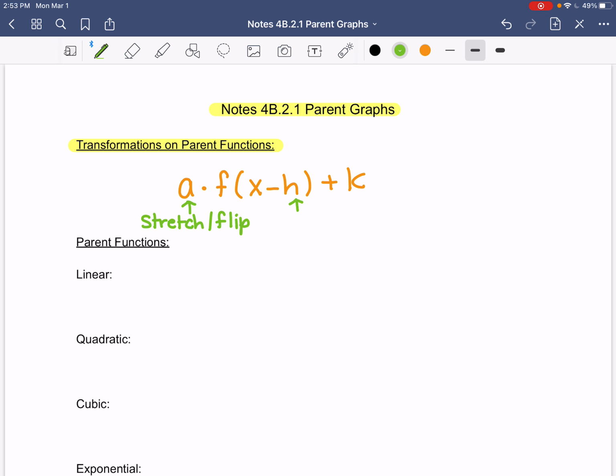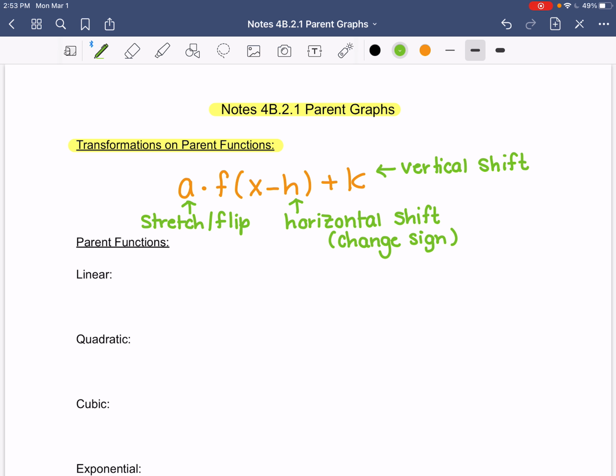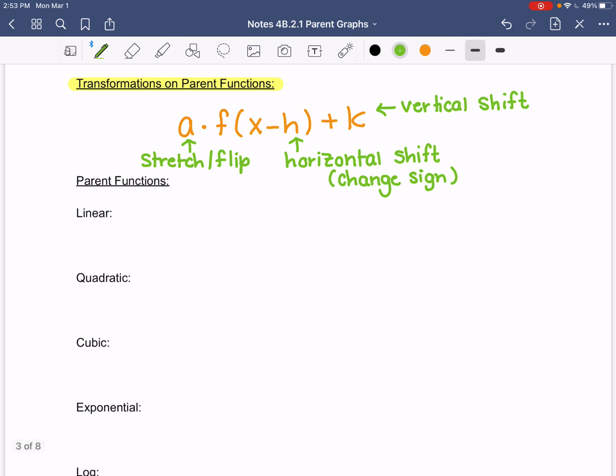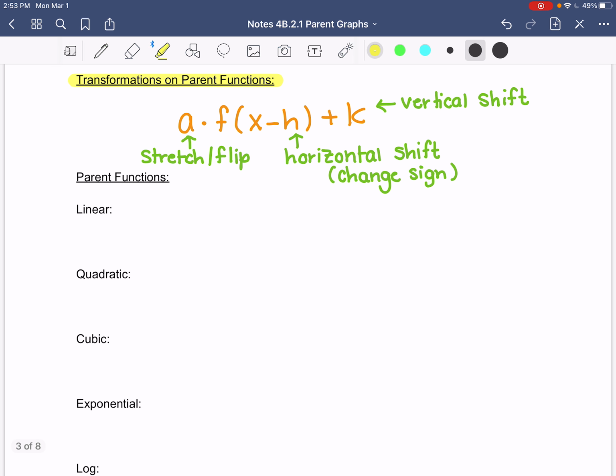The h is our horizontal shift. With h, you have to remember to change the sign. And k is your vertical shift. And with k, you get to keep its sign. So today, those are the three transformations we're going to be looking at on a parent graph. So we're going to look at, I think it's 7 parent functions right now.